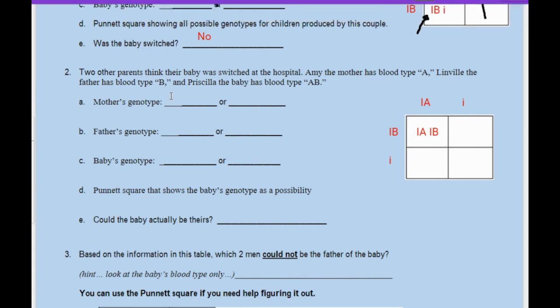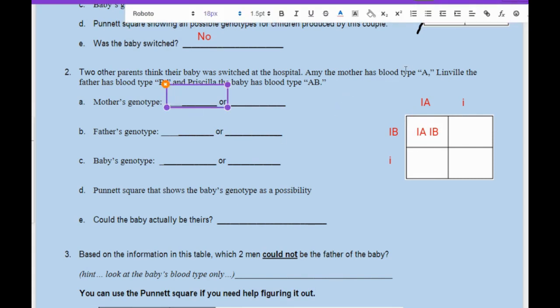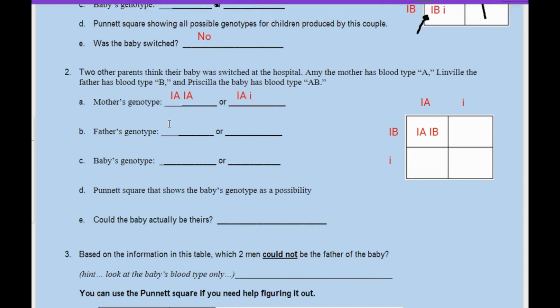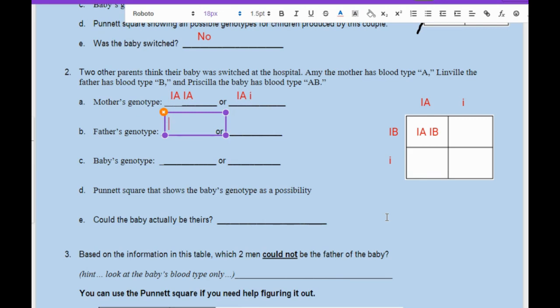All right, so the mother's genotype, she could have two of them. She's type A, so she could be homozygous, big I A, big I A. Two alleles right there. Or she could be heterozygous, big I A, little i. Father, Linville, he's type B, so he could have two genotypes. He'd be homozygous, he could have the B allele, big I B, big I B, homozygous. Or he can be heterozygous. The B allele, big I B, that's one allele, two letters. That's one allele. Little i for the O allele.